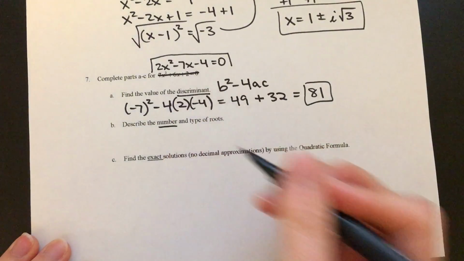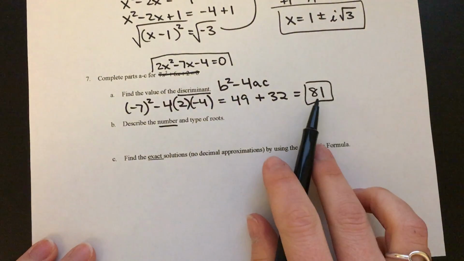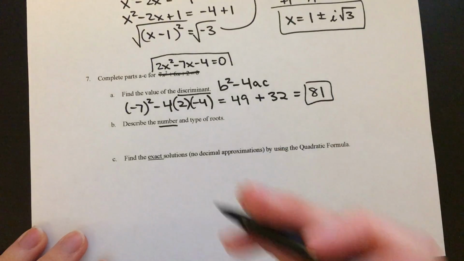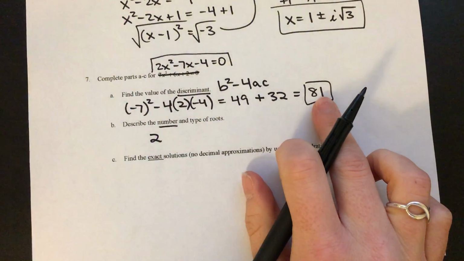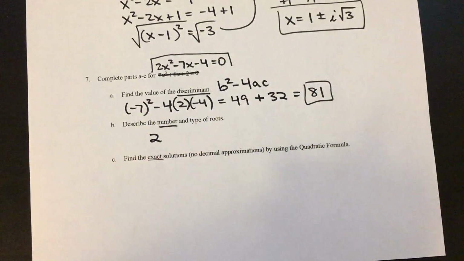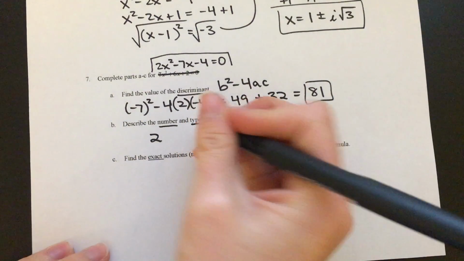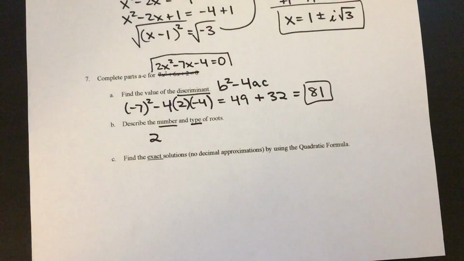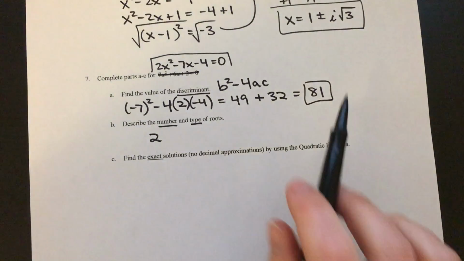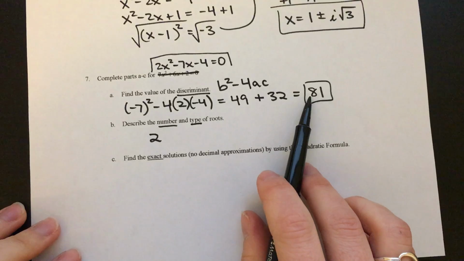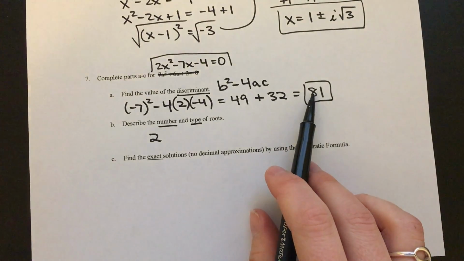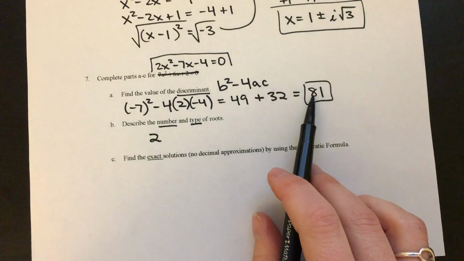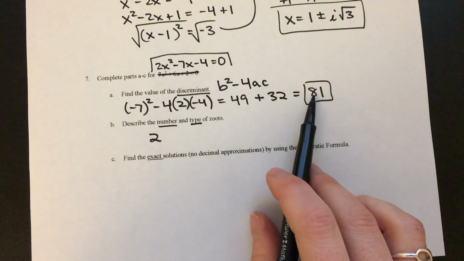So the number of roots, it's either 1 root or 2 roots. If this is anything other than 0, you're going to have 2 roots. If this turns out to be 0, then you only have 1 root. But that's the only time that it would be 1 root. Every other time it's 2. And then the type of roots. Your options are rational, irrational, and complex. If this number is negative, it's complex, because that means you have a negative under the square root. That means you have the imaginary unit i, and that turns it into complex numbers.